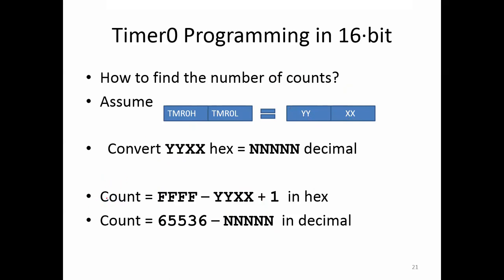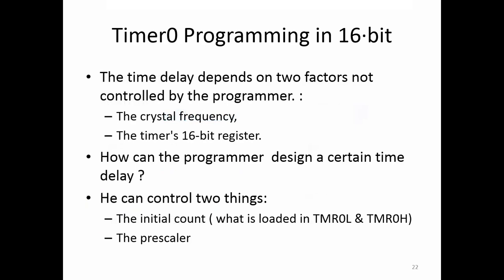So here you have the number of counts. And same thing, if you want the initial count, you have the same formula: FF minus the number of counts plus 1. Same thing. So the time delay depends on two factors that are not controlled by the program: the crystal frequency and the internal architecture of the registers.